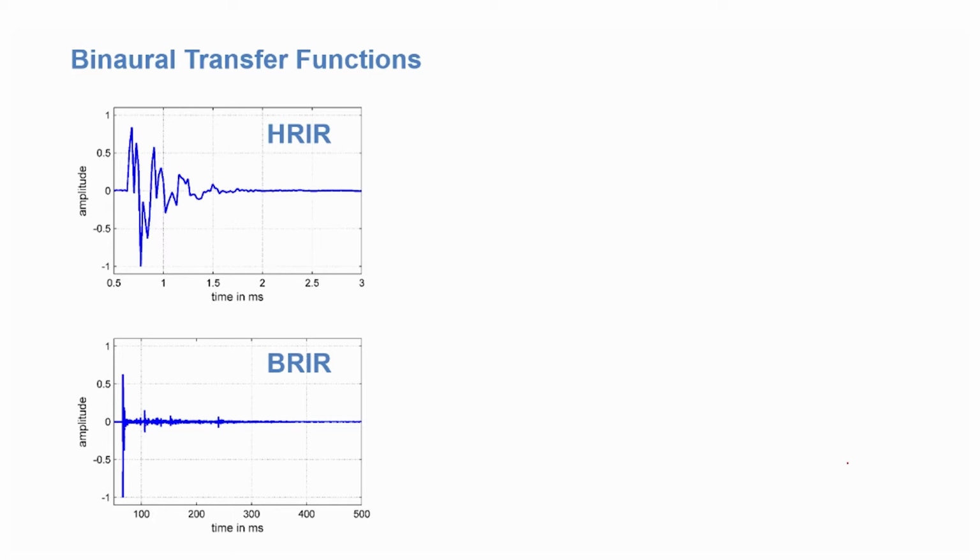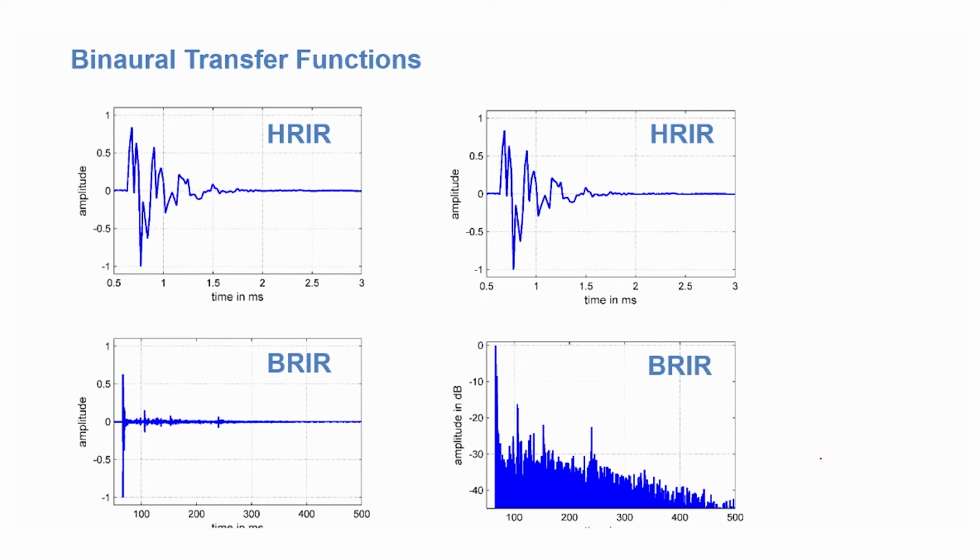We can see this better if we don't plot the linear amplitude, but the squared amplitude as a level, so logarithmically. Now you see the power of the signal over time, and you see some strong early reflections, for example the floor reflection or other early reflections that might come from the ceiling, from the side walls. And you see a dense pattern of higher order reflections towards the later part of the impulse response.